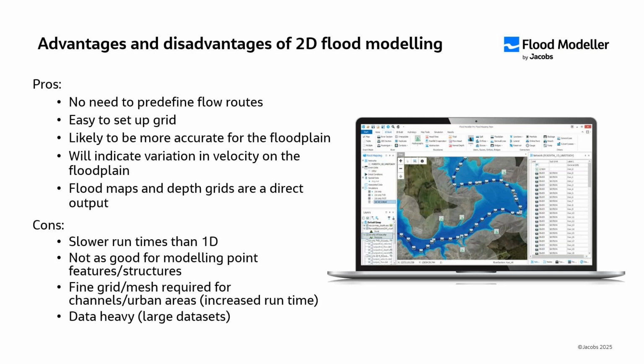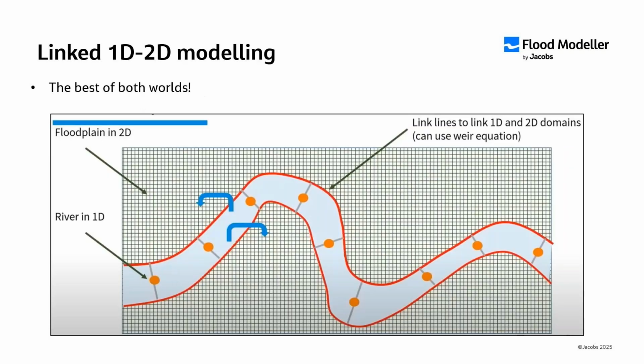And finally, I'm going to touch upon the last type of fluvial modeling, which is a linked 1D, 2D model, which in my opinion is kind of the best of both worlds and is typically what I spend most of my time building. So what we have here is the river channel within our 1D solver, where we have our nodes, cross sections, passing information down to the next one, but we have our floodplain in the 2D. So what happens is we use link lines, as they're called in Flood Modeler, to pass information from the 1D model to the 2D model.